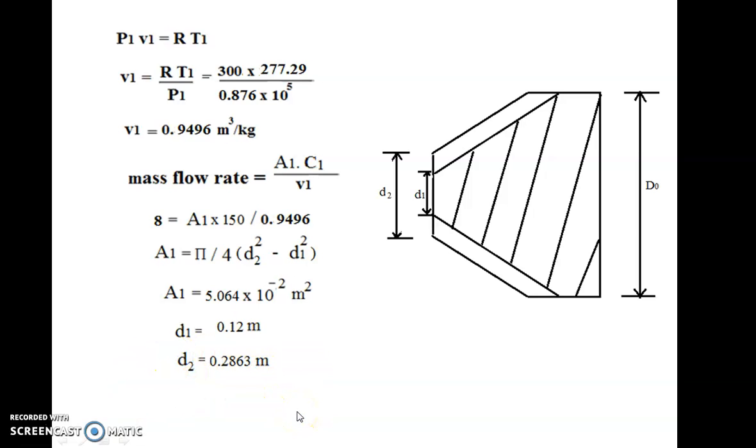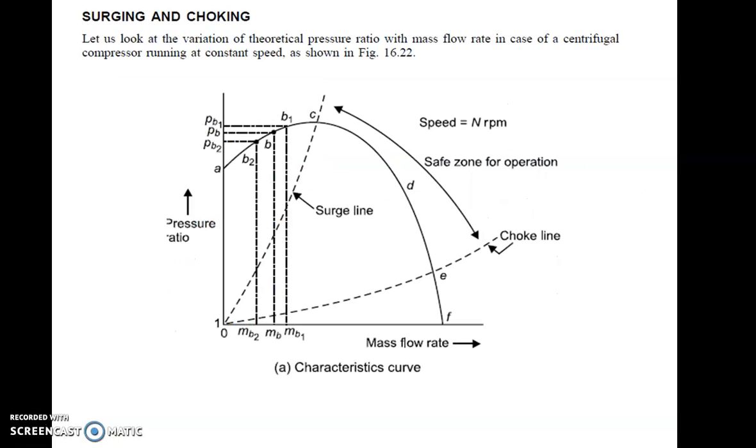So simple numericals are there. You only have to practice more numericals on the centrifugal compressor. This is the end of numericals for the centrifugal compressor. Let us immediately move towards the last part of this unit, that is surging and choking, and some axial compressor, which is the only part remaining. So let us quickly finish it.